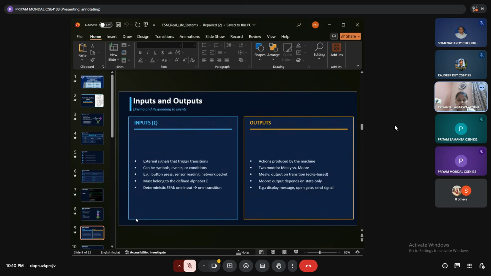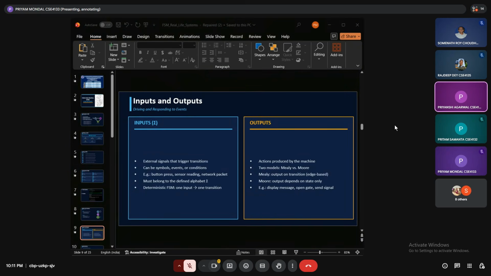Events that trigger transitions. Outputs are the actions produced by the system, such as displaying a message or turning on a device. Next slide.